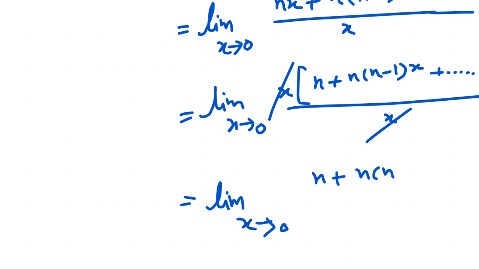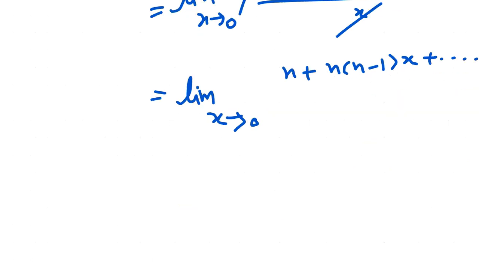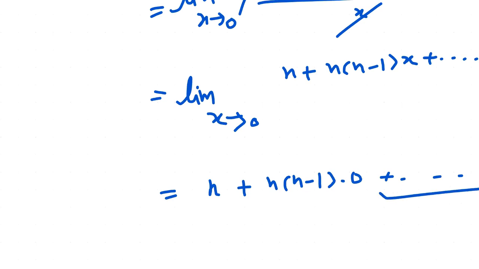Now let us put the limit. So this is n plus n into n minus 1 into 0, and plus up to so on. The next term will be 0 because it involves x and the value of x is 0. So the answer is n.